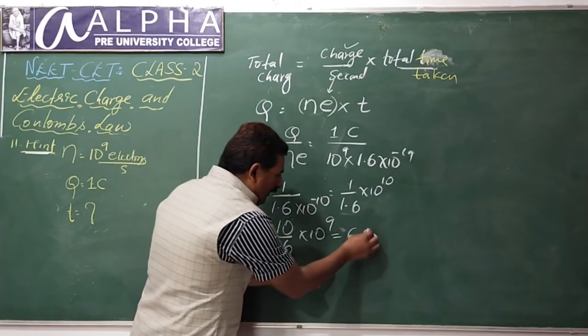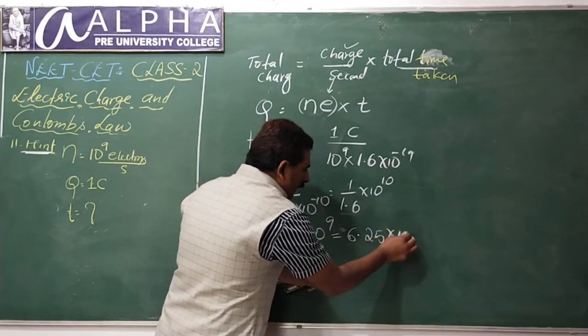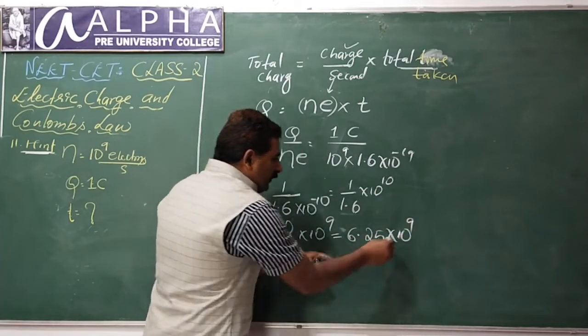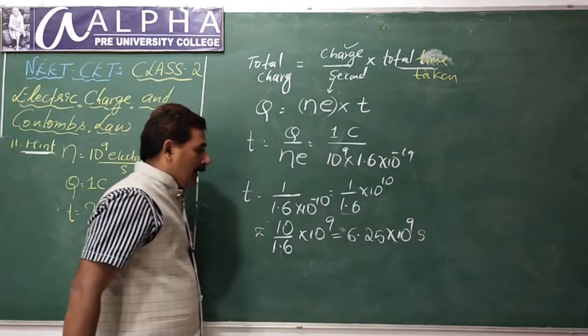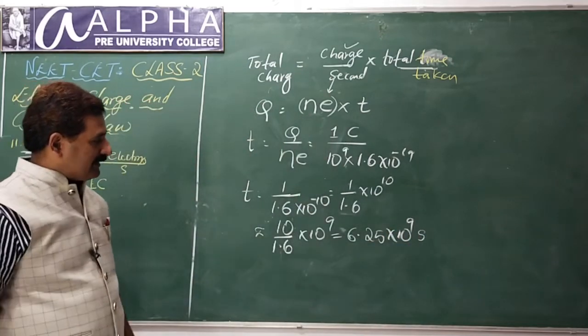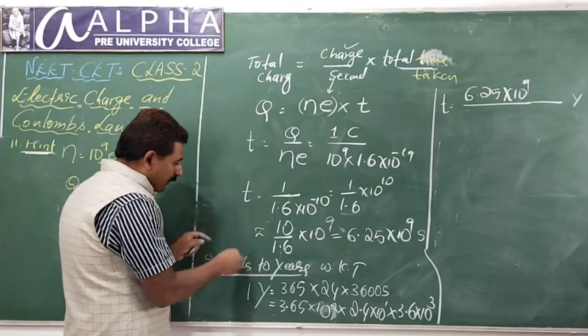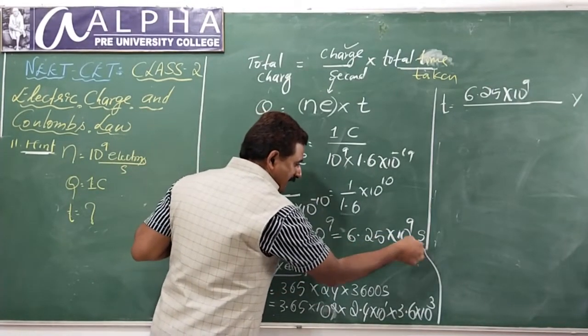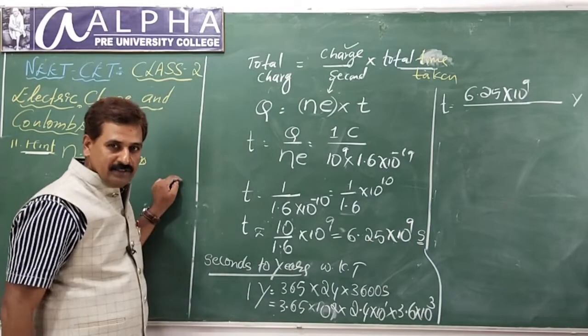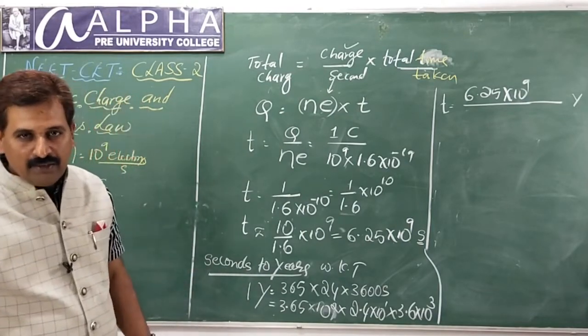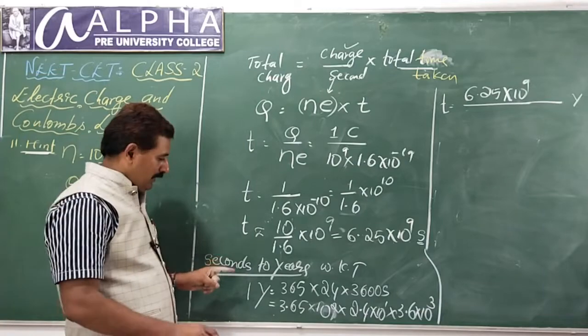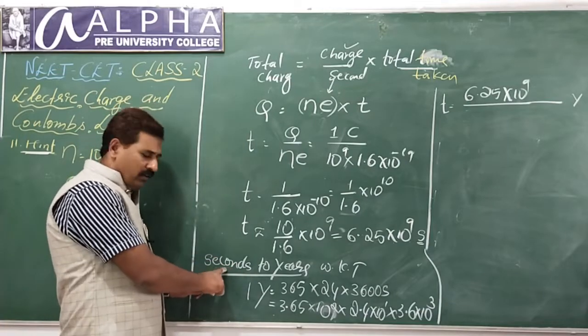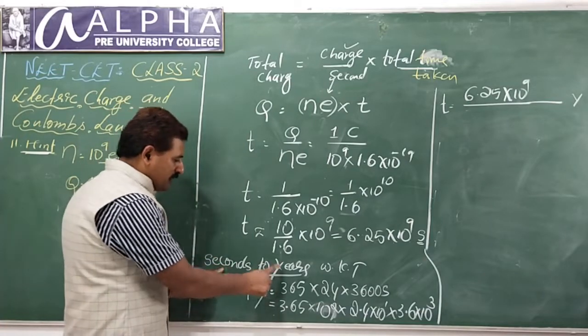If you completely divide, 6.25 10 to the power 9, what is the unit? Seconds. But check out the options. Friends, the answer we have got here, around 6.25 10 power 9, is in seconds. But look at the options. Options are in years, right? Now, all of you know this is not great knowledge. It's very simple. Seconds to years.